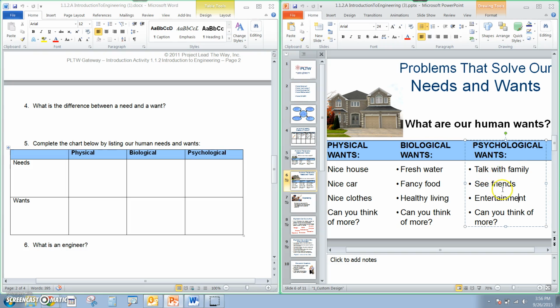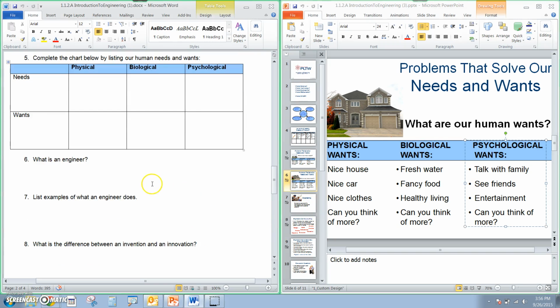The first two are a little iffy, but you can use those in your chart. Just as long as you get the idea that needs are your absolute essentials. Wants are things that you like and you want, but you would live without them. My question to you, is a cell phone a need or a want? I'm going to ask that in class. But here we go, 7.5 minutes.